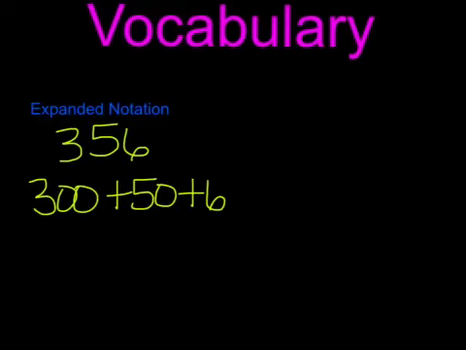Expanded notation. This is a way of writing a number as the sum of the values of each digit. For example, 356 is the same thing as 300 plus 50 plus 6 in expanded notation.